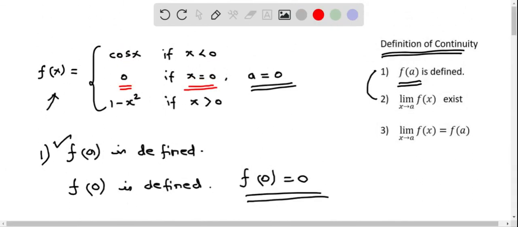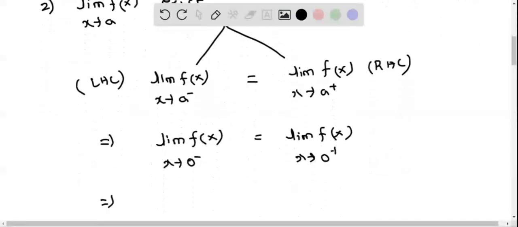So when x is less than 0, we have to use this part. And when x approaches 0 from the right, we have to use the other part, that is x greater than 0. Which means I have to use f of x as cos x for the left side limit, and I have to use 1 minus x squared for the right sided limit. So let me copy it here.